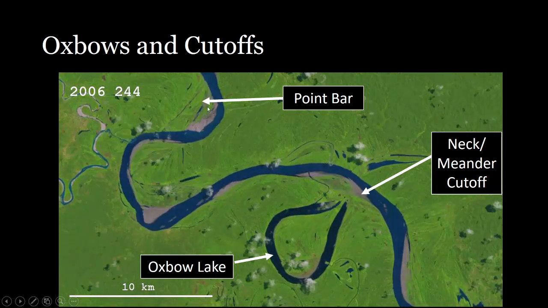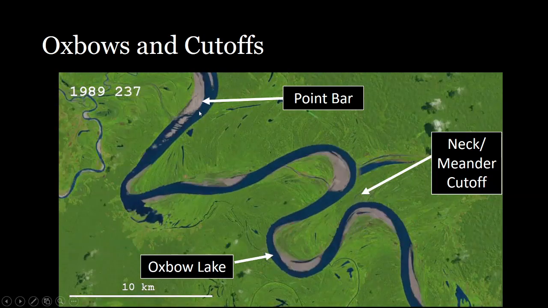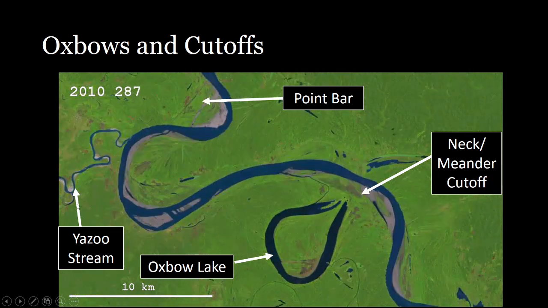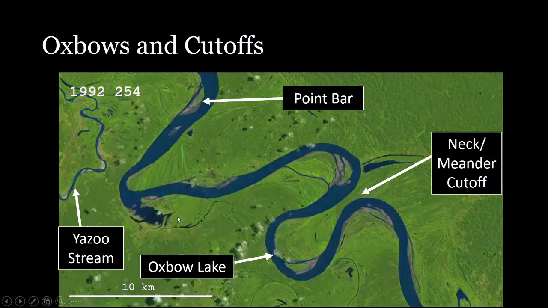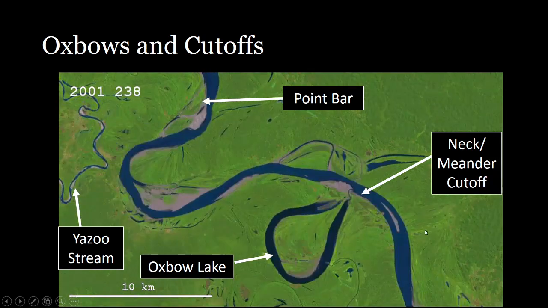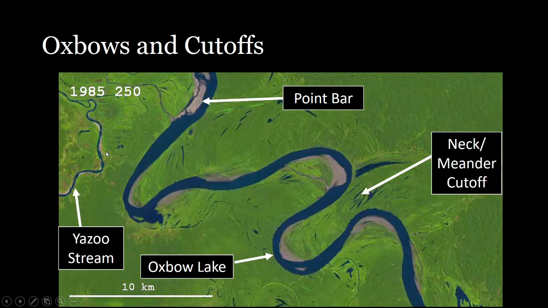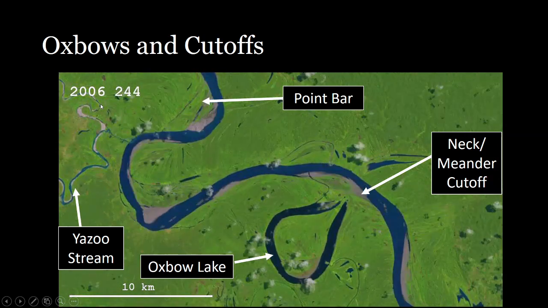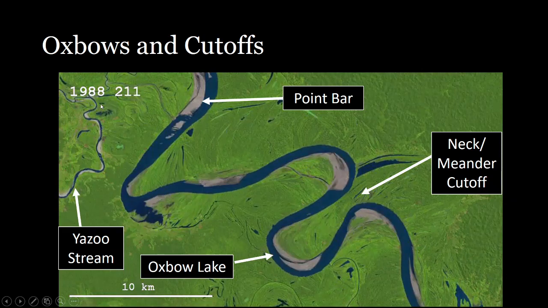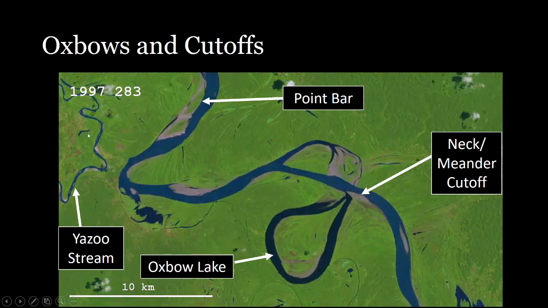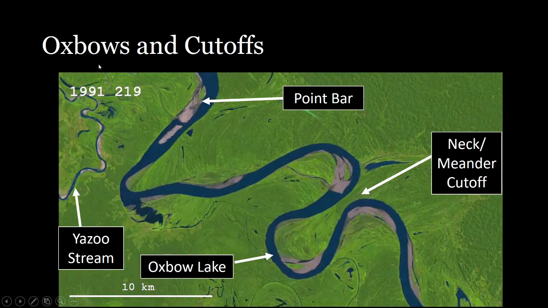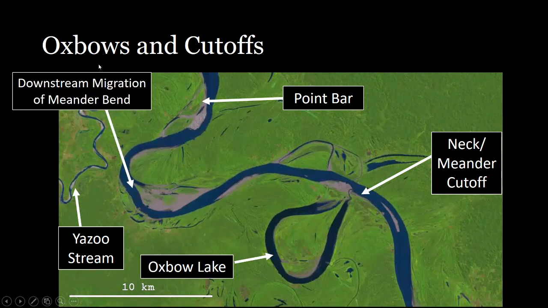And that very sandy region of the floodplain is called a point bar. Additionally, we can have yazoo streams. So oftentimes a larger stream will have a smaller yazoo stream that runs relatively parallel to it on the terrace above it. And so this yazoo stream is just a small stream that runs relatively parallel to the larger stream.